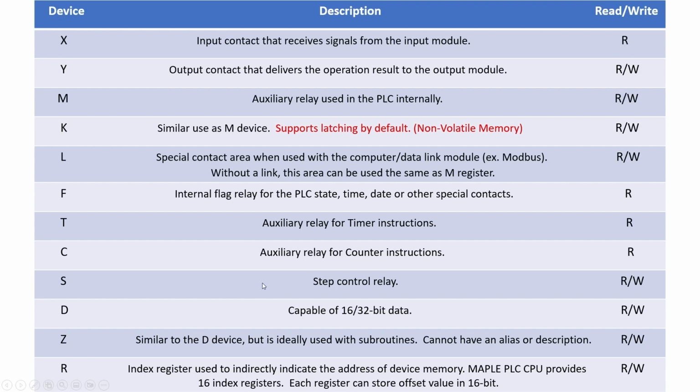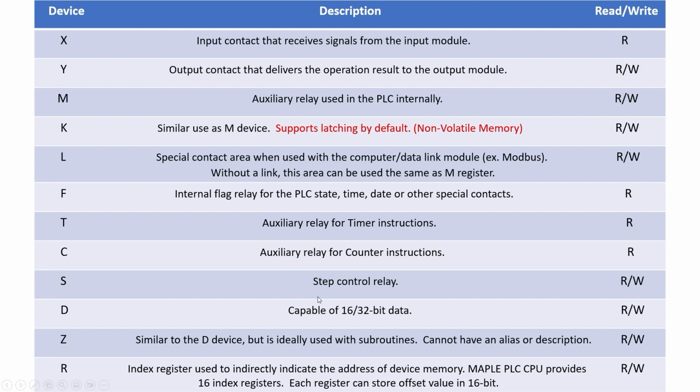S is step control, it's a step control relay. This is a safety bit. It only allows one S bit to be active at any given moment. It's similar to a radio button. Only one button on a radio can be active, and so only one rung can be active.